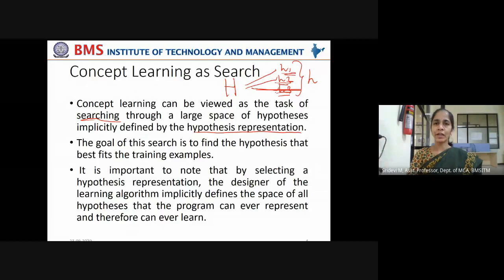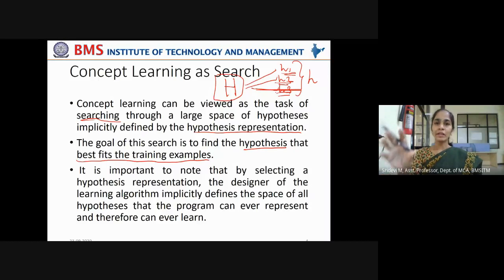Okay, the machine is trying to search from the hypothesis space, capital H, different hypotheses and select the best hypothesis that will fit the training examples. Got it? So this is defined by the hypothesis representation. Now the goal of this search is to find the hypothesis that best fits the training examples, that can better generalize to the future examples, to the unseen examples by the machine.